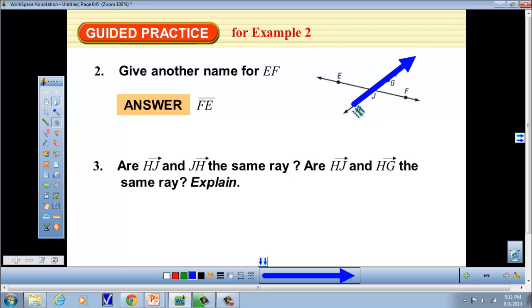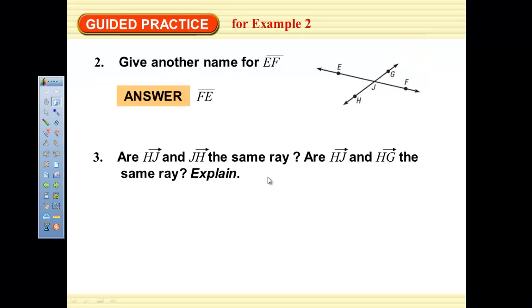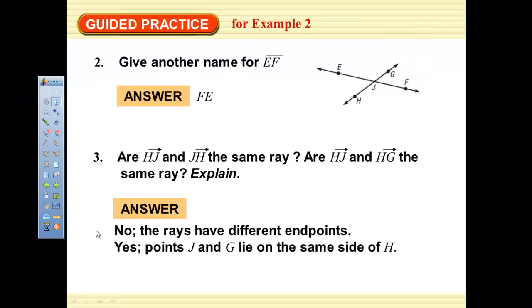For HJ, here's HJ, and if I clear that and I do HG, those are the same ray because they both start at H and they both go in the same direction. So HJ and HG are the same ray. Again, no, because they have different endpoints, and yes, because J and G are on the same side of H. All right, thank you.